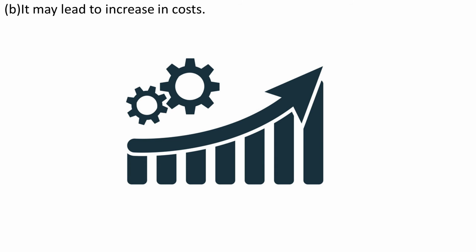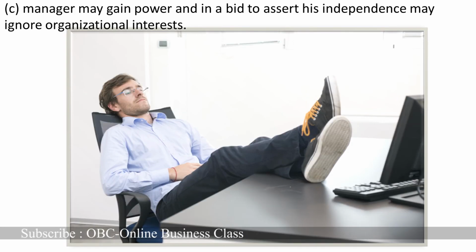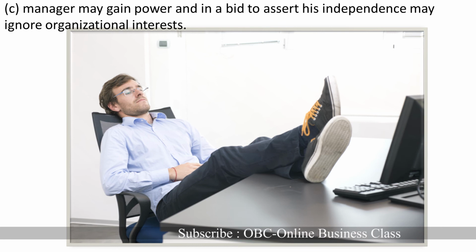Sometimes there may be duplication of activity across the products, thus providing each division with a separate set of similar functions increases expenditures. Next disadvantage, it provides the manager with the authority to supervise all activity related to a particular division. As time goes on, such a manager may gain power. To assert his independence, he may ignore organizational interest. These are all the disadvantages of divisional structure.